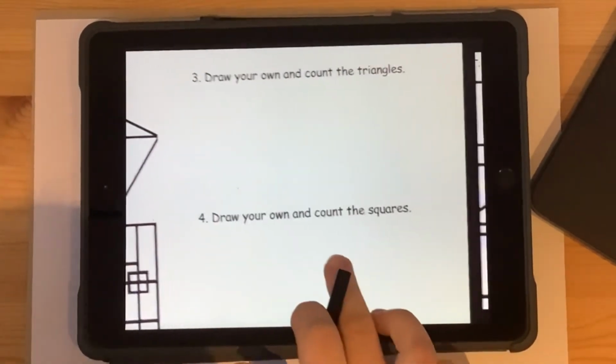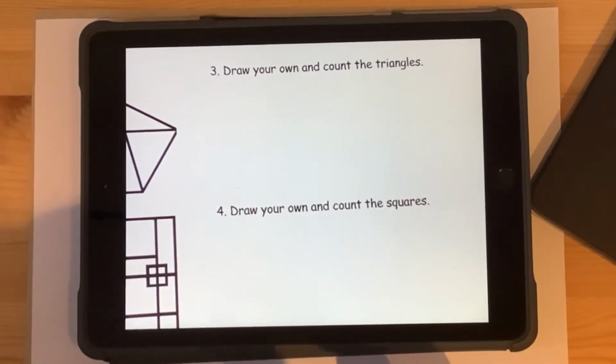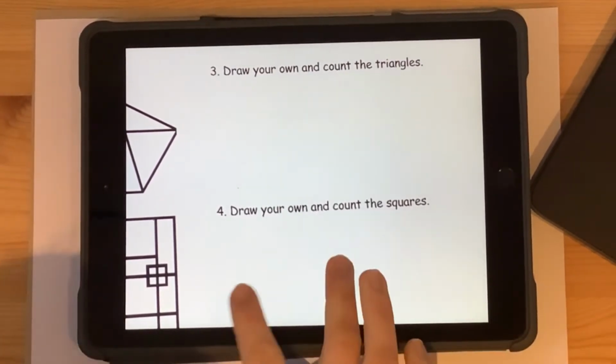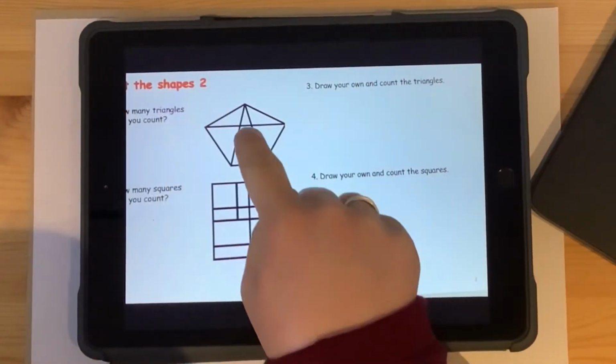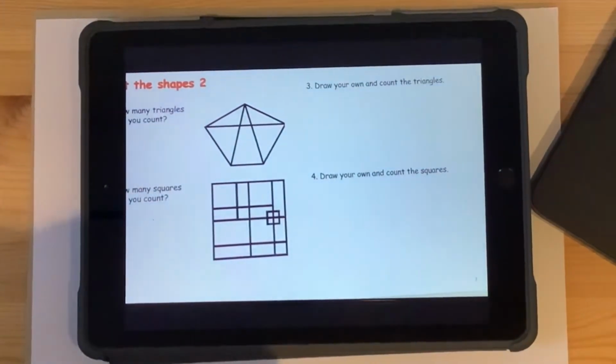For these two, this is hopefully a little bit of fun, but a little challenge. Have a go at drawing your own and counting the triangles, and have a go at drawing your own and counting the squares. Maybe you could give it to somebody else as a challenge. So you'll have a go at drawing your own version of these and how many you can spot.